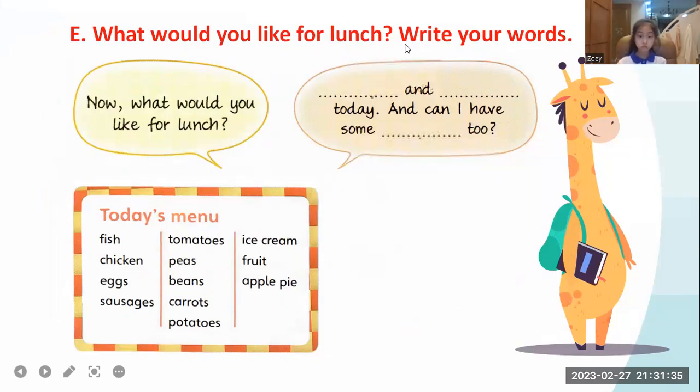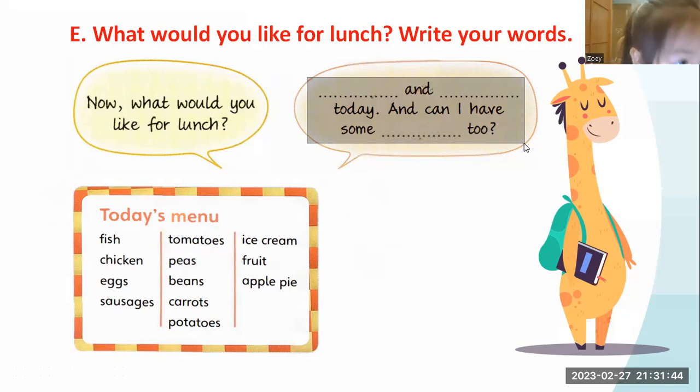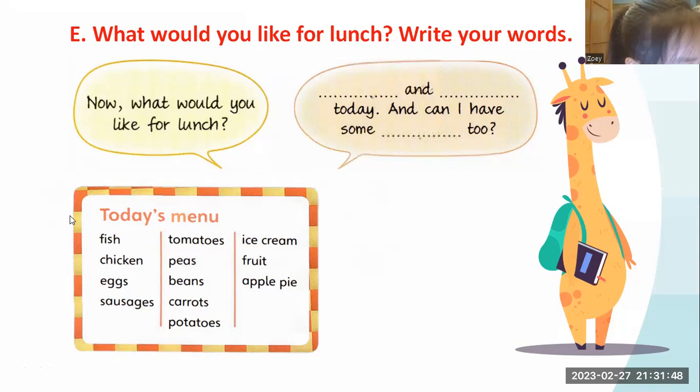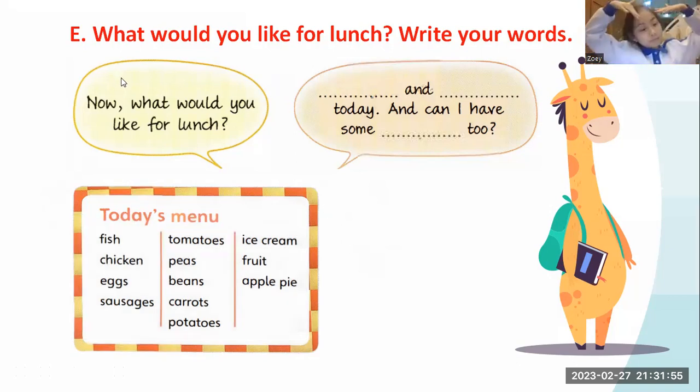So now, I want you to answer my question, okay? And you write your words. So now, Zoey, what would you like for lunch tomorrow? So I want you to write the food that you want to eat for lunch tomorrow, okay? You can copy the words here in today's menu, just like what you did with Matt. Next. What would you like for lunch, Zoey?